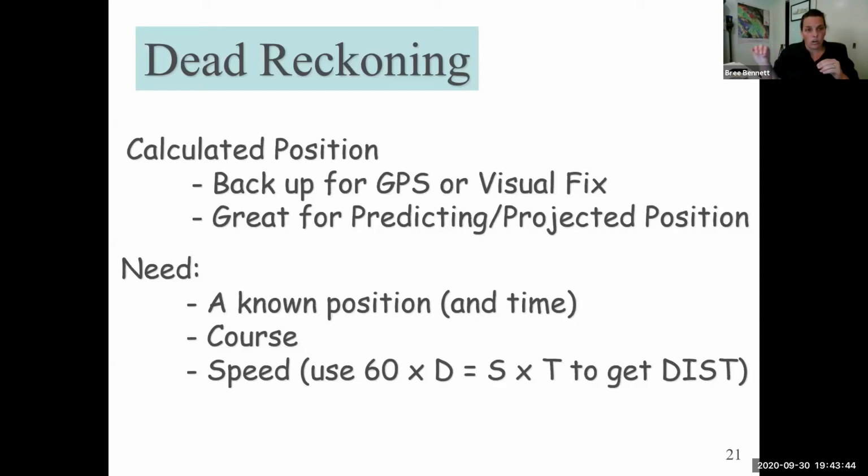And then we need a course. We need a direction of that vector. And then we need our speed. So what is our projected speed that we are going to be making? And we use our 60D speed to calculate our distance, and then we can get a DR position. And we're going to be practicing this on the chart. So hopefully it'll make more sense to you as we go. But those are the 3 things we need: a known position, your course, and your speed. And then we could use our 60D street to calculate time or distance.